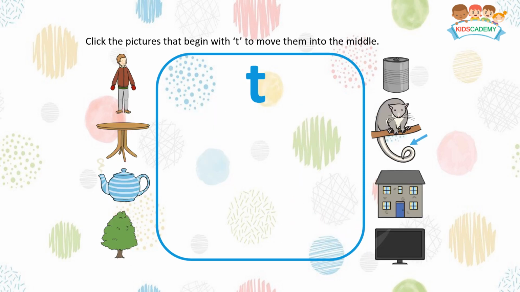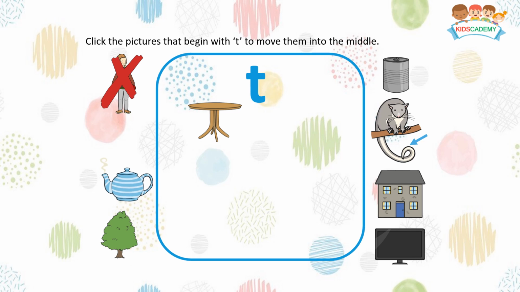Now it is a turn for letter T, t sound. So now we will see which of these pictures start with t sound. Let's see. Boy, no. Table, yes. Teapot, yes.